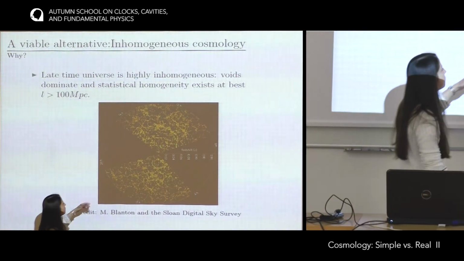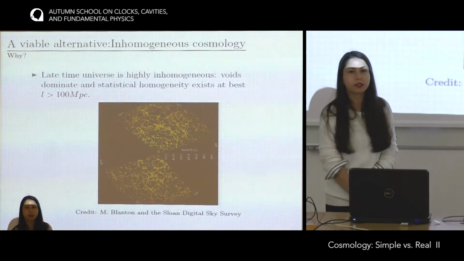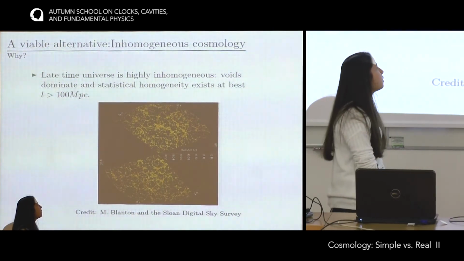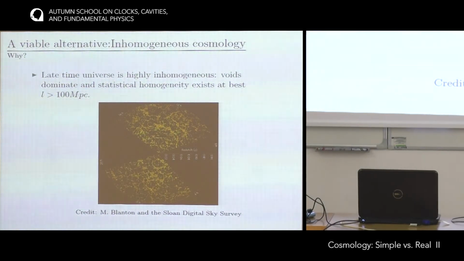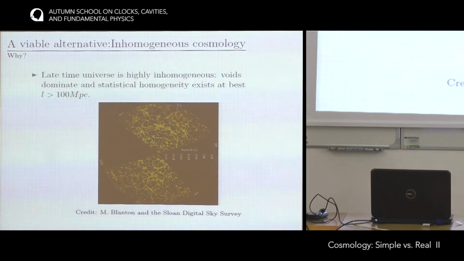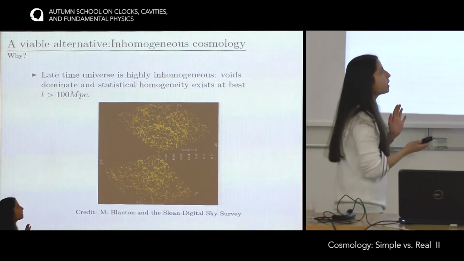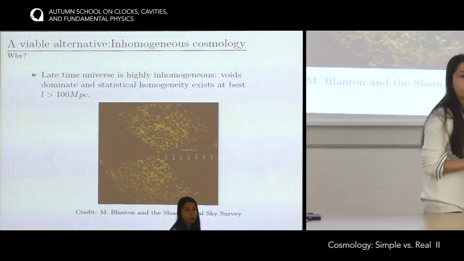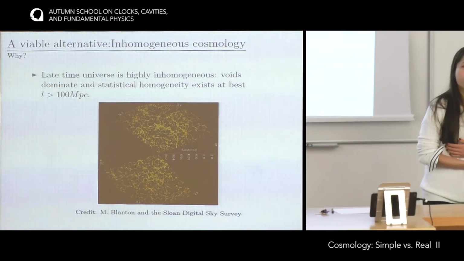As you see, all the dots refer to a galaxy, which has around 100 million stars in it. So you see big structures, which tells you that there is in fact a statistical homogeneity, if it exists at all, and that is on scales larger than 100 megaparsecs.